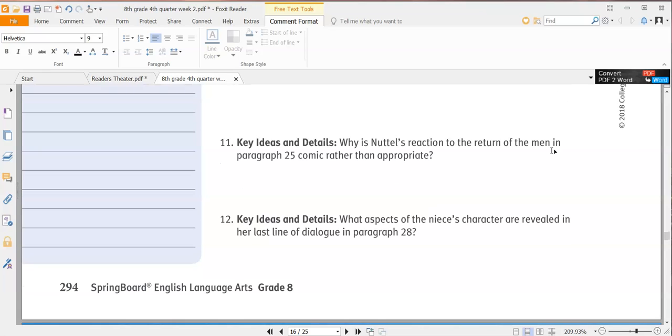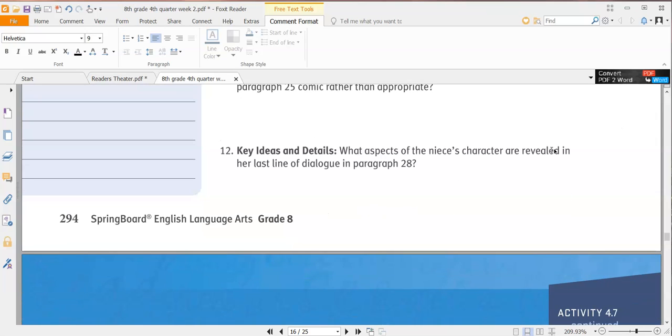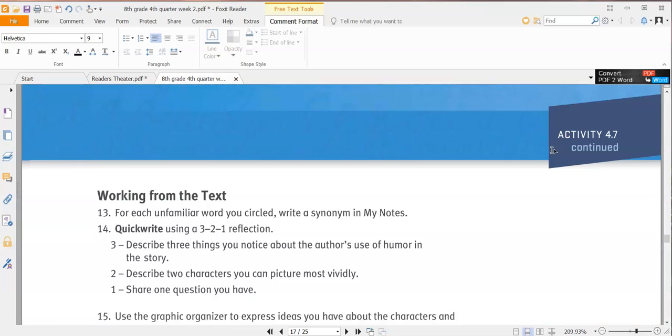For number 11, why is Nuttall's reaction to the return of the men in paragraph 25 comic rather than appropriate? So you're going to be looking at paragraph 25 and figuring out why it seems more comic than appropriate. And then in 12, what aspects of the niece's character are revealed in her last line of dialogue in paragraph 28? So you're going to go to paragraph 28, find her last line of dialogue, meaning the last thing that she says, and then try to figure out what that tells us about who she is as a person.